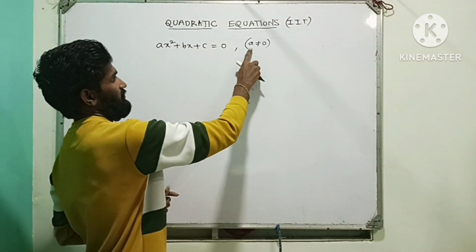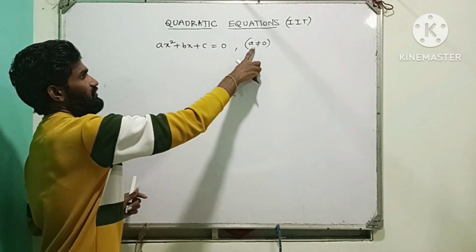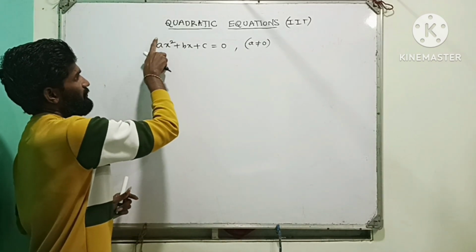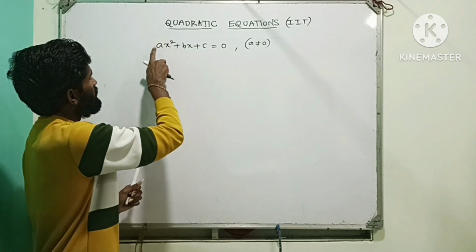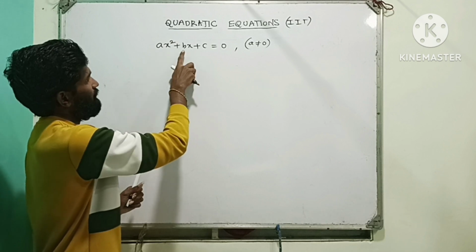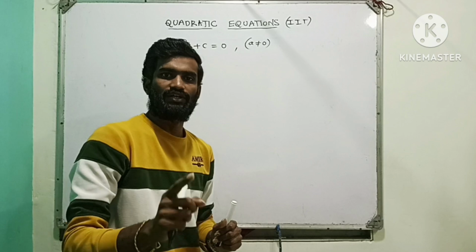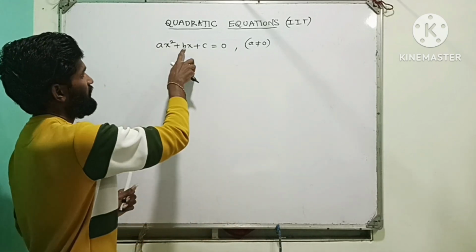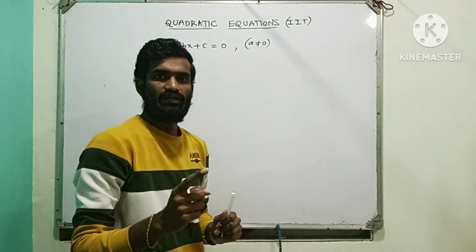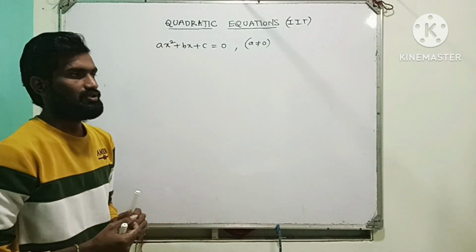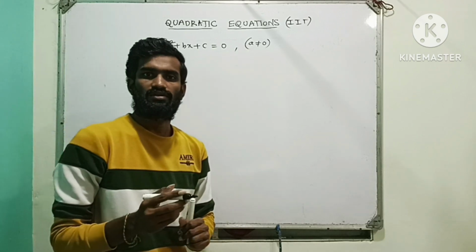What is the reason? If a is equal to 0, what will happen? This term will become 0, right? Then we are left with bx plus c equals 0. It is not a quadratic equation. Here the degree is 1. It is a linear equation. So that's why the condition is that a should not be equal to 0.